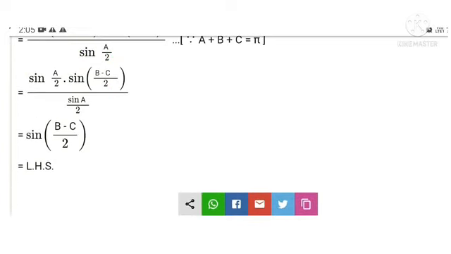Now you observe here, sin A upon 2 gets cancelled, so we get sin (B minus C) upon 2, which is equal to LHS, hence the proof.